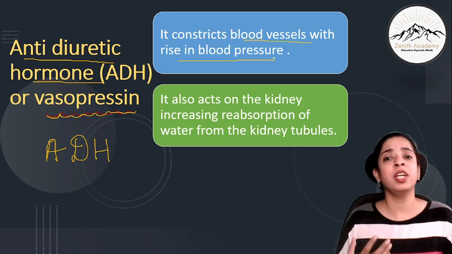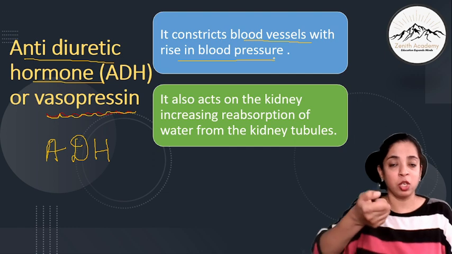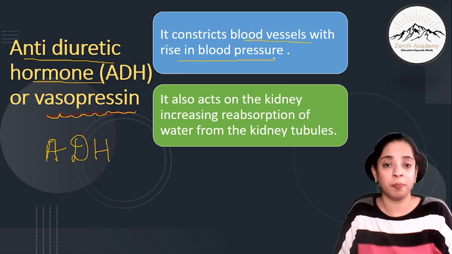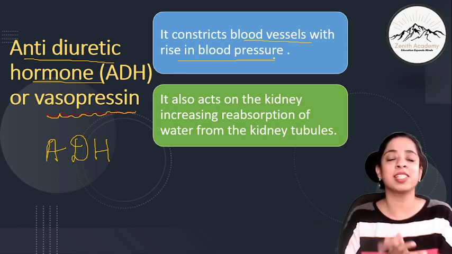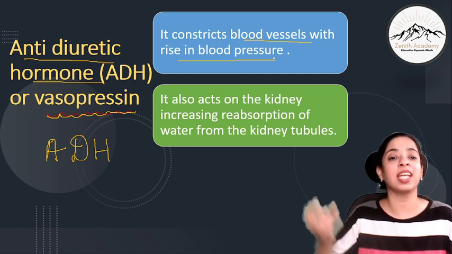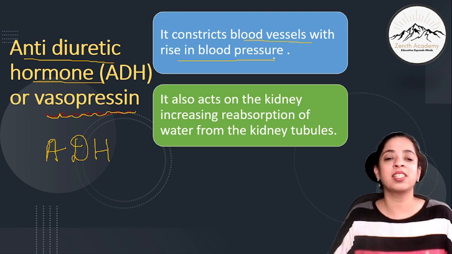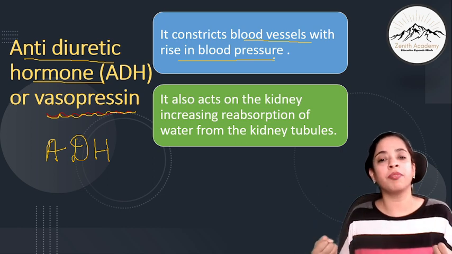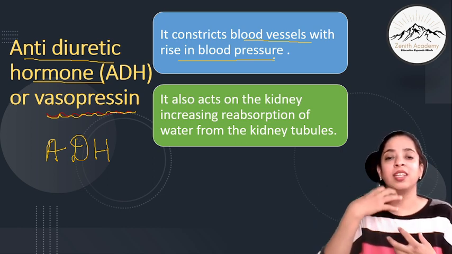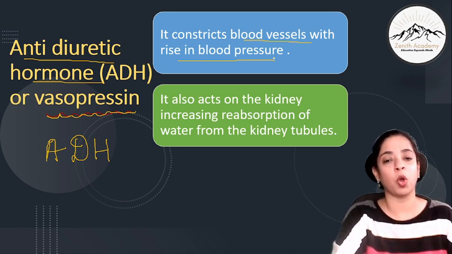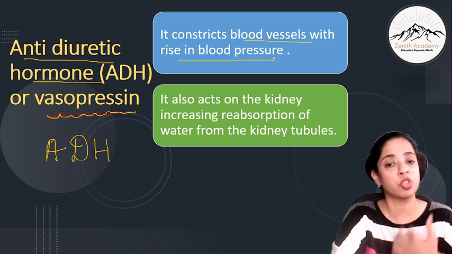You can imagine it while you are gardening, while you are watering your plants with a pipe. When you constrict the pipe, when you press the pipe, what do you see? The water gushes out with much pressure. In the same way, when blood vessels are constricted, the blood pressure will rise. Now the next function is it acts on the kidney and increases the reabsorption of water from the kidney tubule. So it reabsorbs the water from the kidney tubule. Therefore, the urine will have less water. The water will get retained in the body. We can use that water again. That water is not lost.